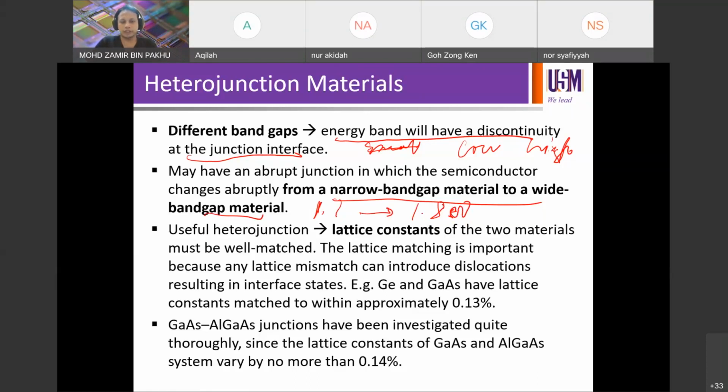So for a heterojunction, you have to pay attention to the lattice constant of the material. The lattice constants of the two materials must be well matched. Okay. So you've learned a little bit of the lattice constant in solid state physics, right? The A, B, C, unit cell, and all the stuff. Have you learned how to calculate lattice mismatch in 307 solid state? Did you learn last time in solid state physics?